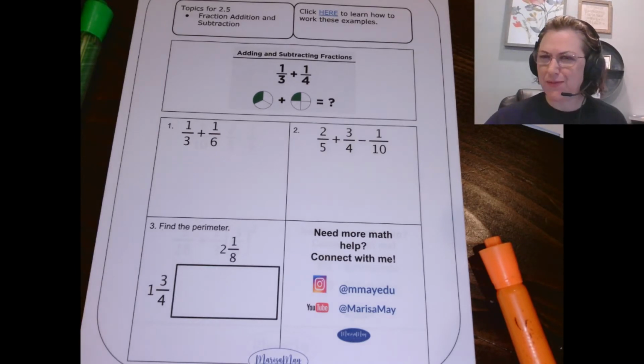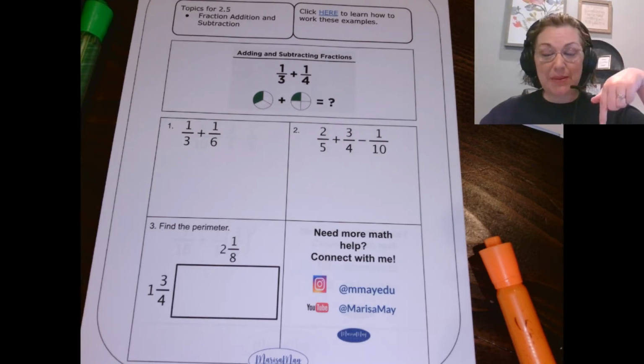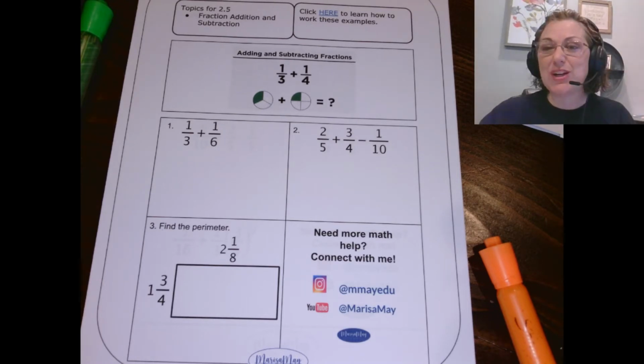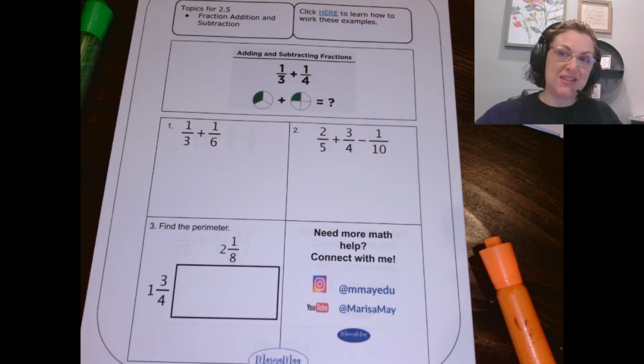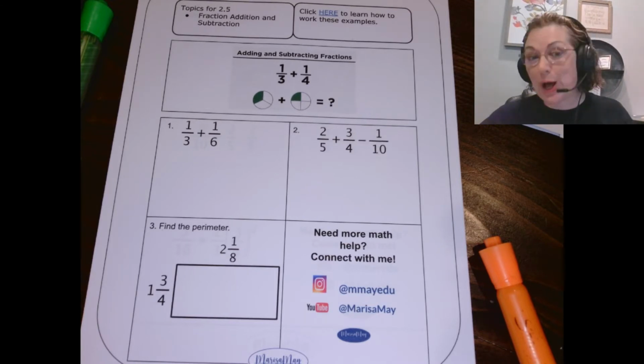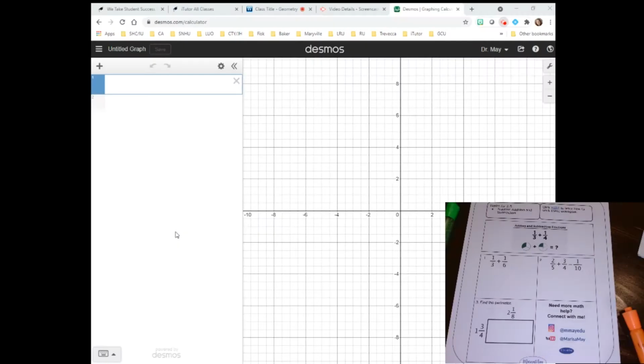Now, friends, have you ever heard of the Desmos graphing calculator? I promise it's going to be your new best friend. I'm linking it below in the description so that you can use it. It's completely free. And I'm going to use it in this video to help us add our fractions. We're going to also subtract our fractions. So I'm going to change our view so that you can see my Desmos graphing calculator. It looks something like this.